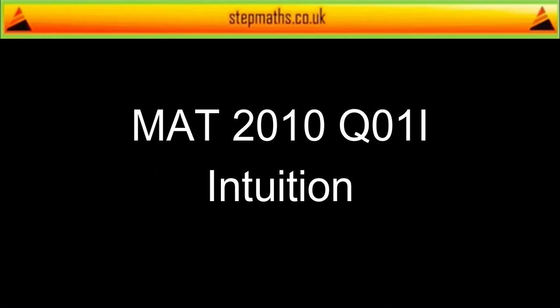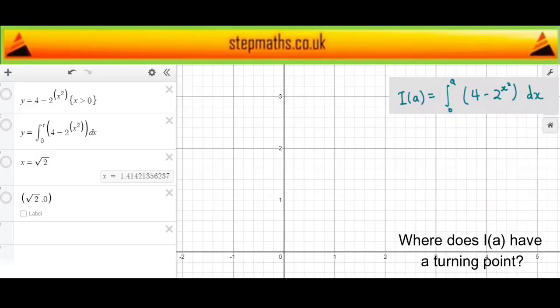This is the intuition video for question 1I of the 2010 MAT paper. In this question we're given this horrible looking function here, I(a), and what we're asked is, for a greater than 0, at what point is dI/da 0? So at what point is the rate of change of the integral with respect to a naught?